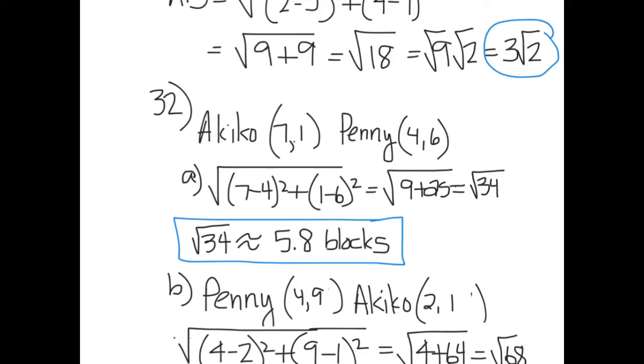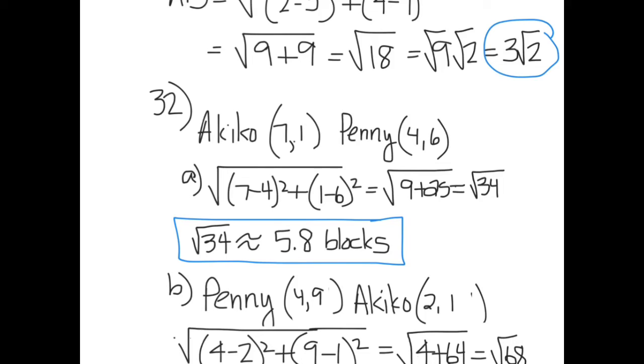Number 29. Using the distance formula, I come up with the square root of 18, which is the same thing as the square root of 9 times the square root of 2, which simplifies to 3 times the square root of 2. Number 32, that's Akiko and Penny.